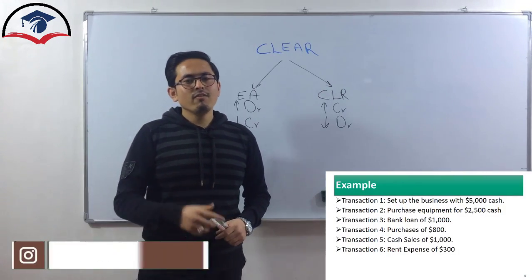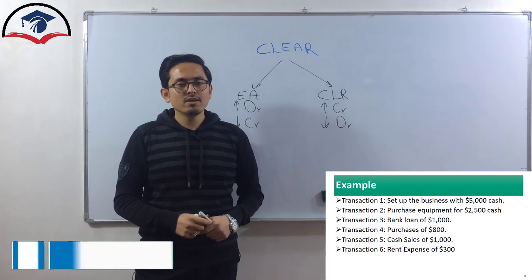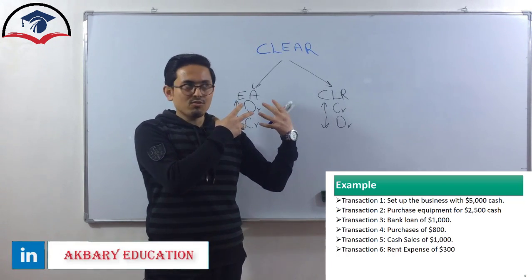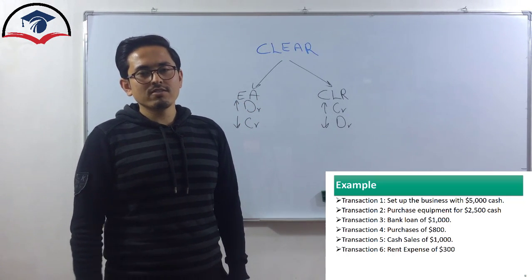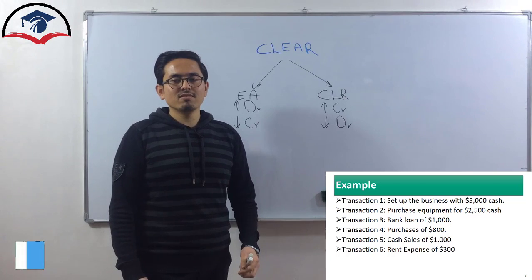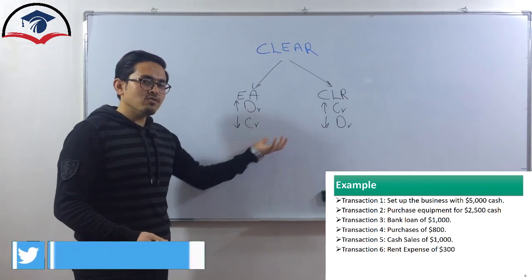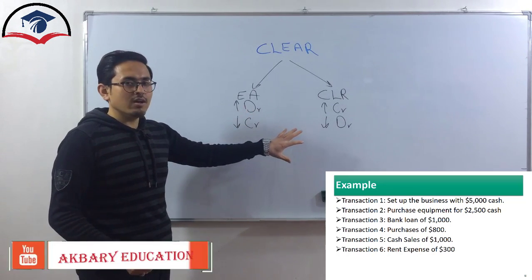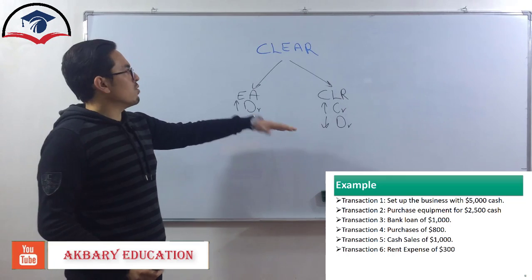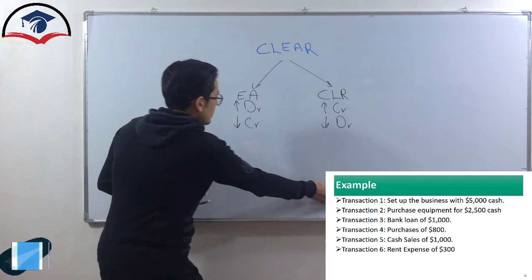Let's continue. We have an example here. As always, we are practicing an example in our videos on the board, the traditional method. The example has 6 parts. First of all, set up the business with $5,000. What we're going to do is post a journal entry, which is debit and credit, very easy, and then post that to the T accounts in a simple way.